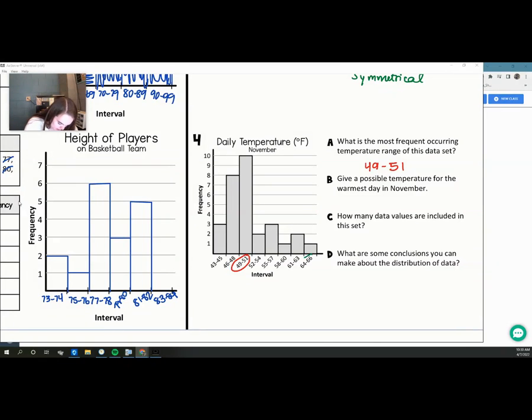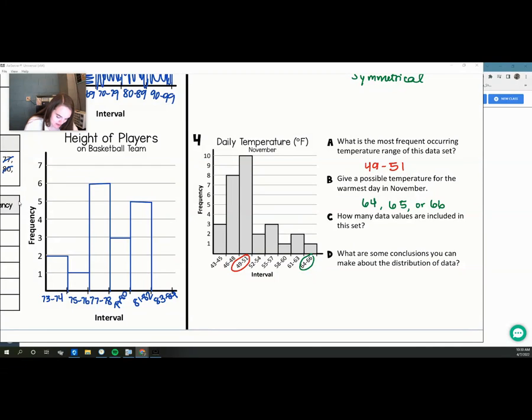Letter B, give a possible temperature for the warmest day in November. So here's the warmest. I'm going to say 64. You could have said 64, 65, or 66. It says give a possible, so it could have been 64, 65, or 66.